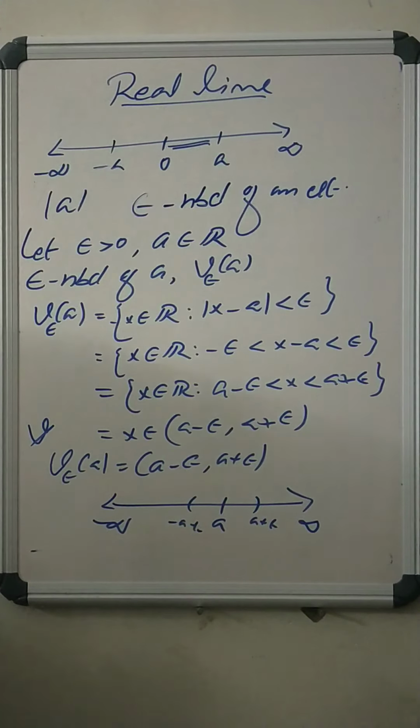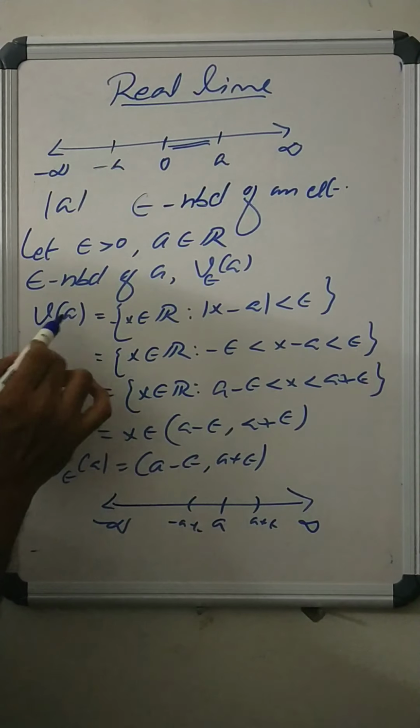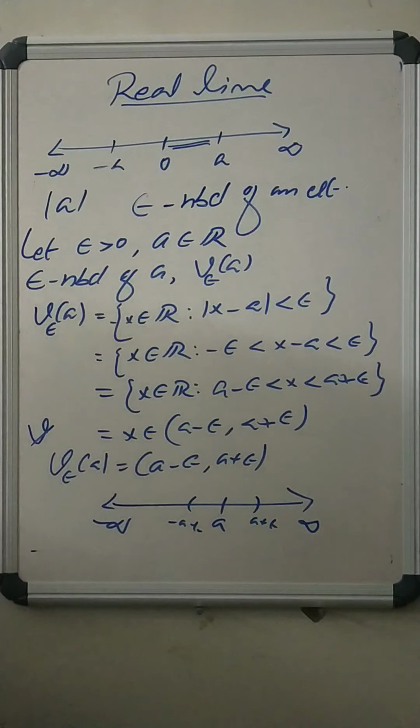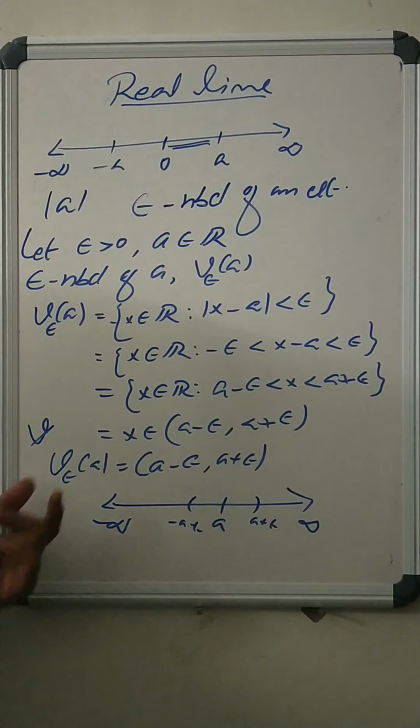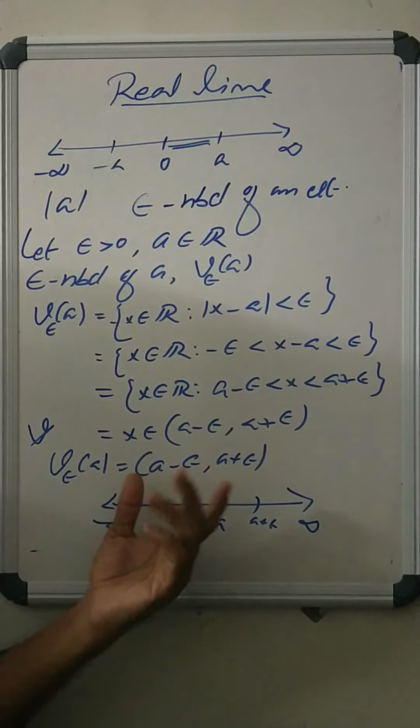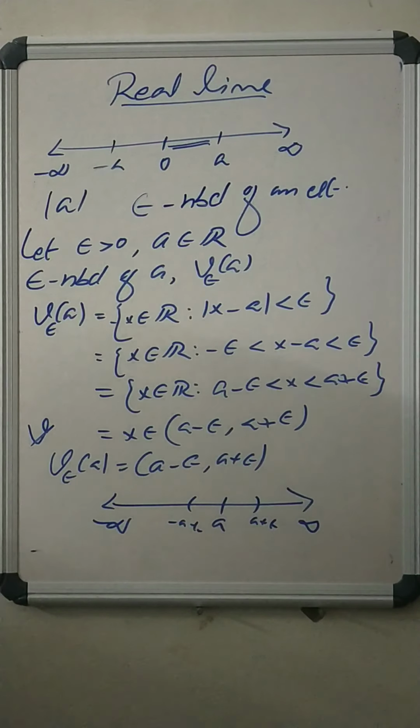The epsilon neighborhood heavily depends upon epsilon itself. This is the epsilon neighborhood of any element. It is denoted by V epsilon of that element, and it is the set of all x belonging to R such that modulus of x minus A is strictly less than epsilon. Moreover, V epsilon A equals the open interval (A minus epsilon, A plus epsilon).